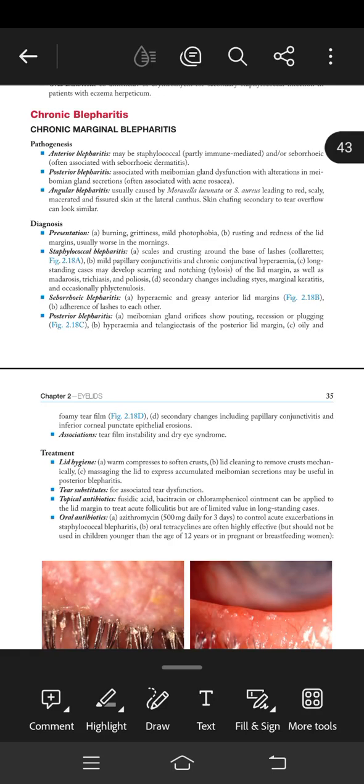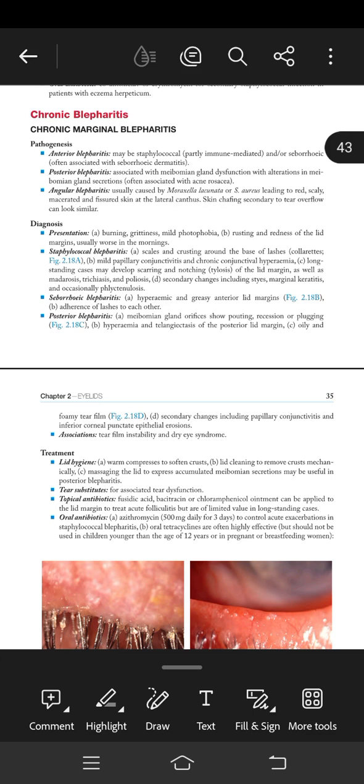Bismillahirrahmanirrahim. Now, what is chronic blepharitis? Chronic marginal blepharitis pathogenesis is anterior. It can be anterior blepharitis, it can be posterior blepharitis, or angular blepharitis. Anterior blepharitis may be staphylococcal, partially immune mediated, and/or seborrheic, often associated with seborrheic dermatitis. So, anterior blepharitis can be staphylococcal or seborrheic, double S.